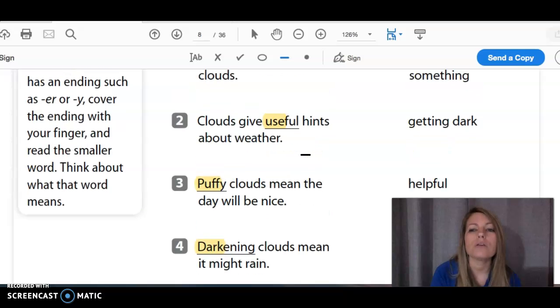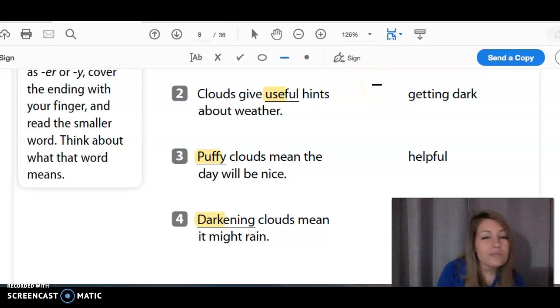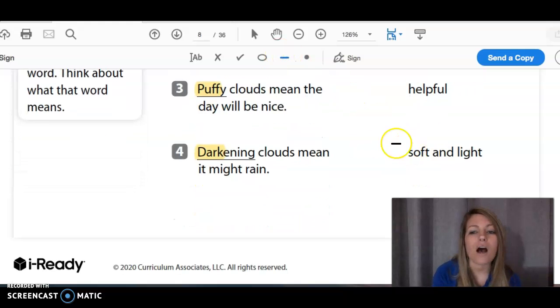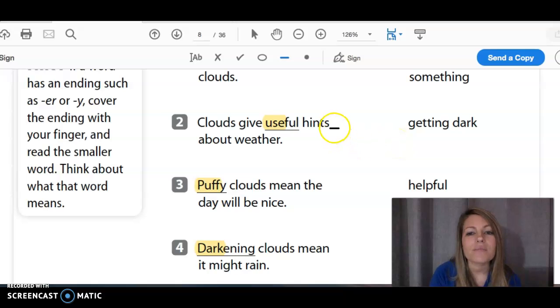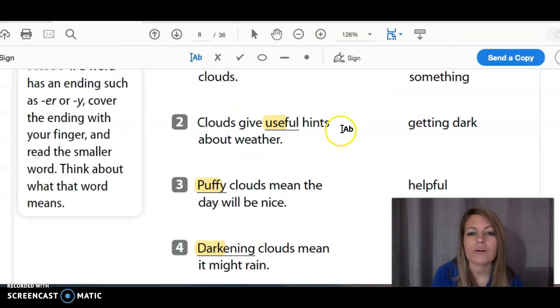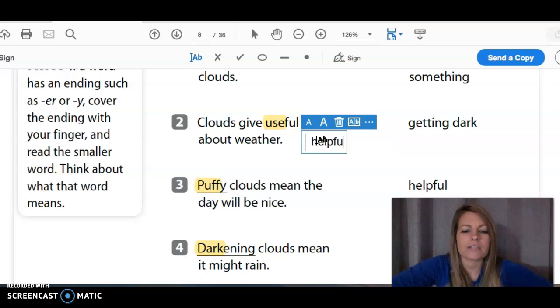What does the word useful mean? Do you think that means getting dark? If something is useful, do you think that means it's helpful? Or do you think that it is soft and light? If something is useful, that means that it is helpful. And since I can't draw a line to the word, I'm just going to write helpful next to that.